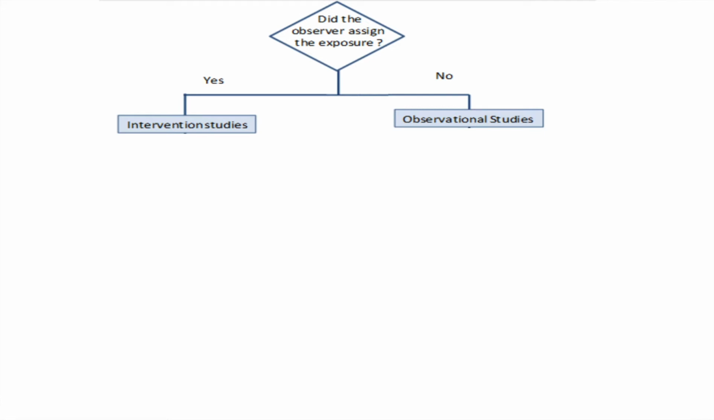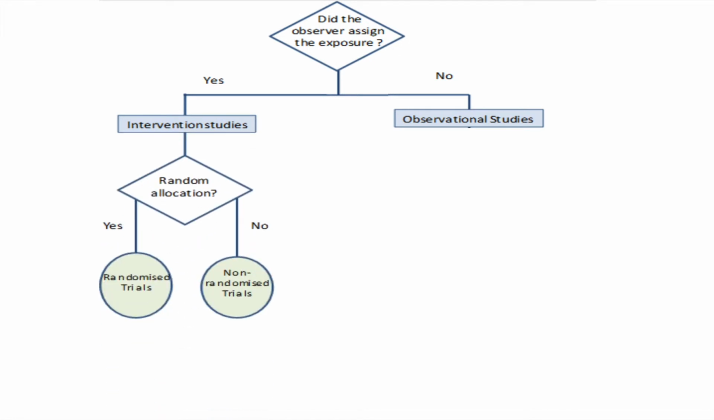The other type of study would be just observational. If the observer does not assign an exposure, then this is an observational study. So for interventional studies, the intervention that the observer assigned could be randomized or not. If it is randomized, then this is a randomized trial. If it's not, then this is a non-randomized trial.